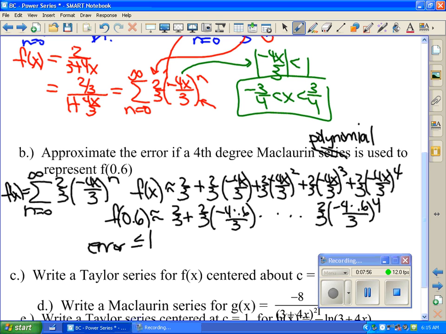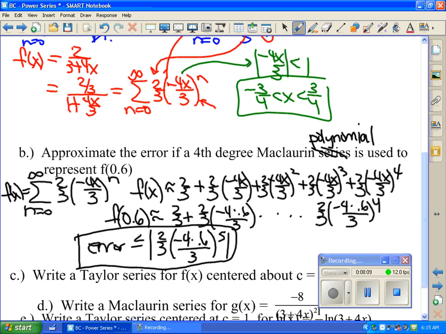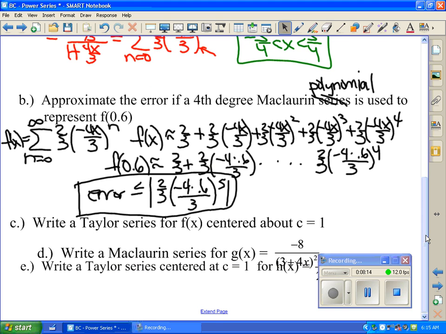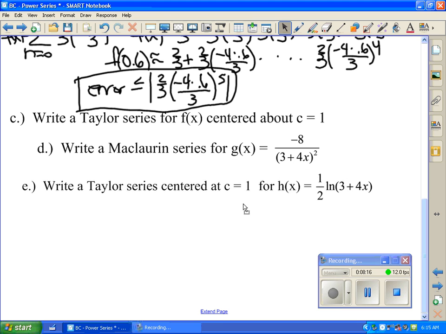So the first omitted term in here is going to be 2/3 times -4 times 0.6 all over 3 to the fifth power. There's my part B error. And don't worry, I'll do more errors as we go along.